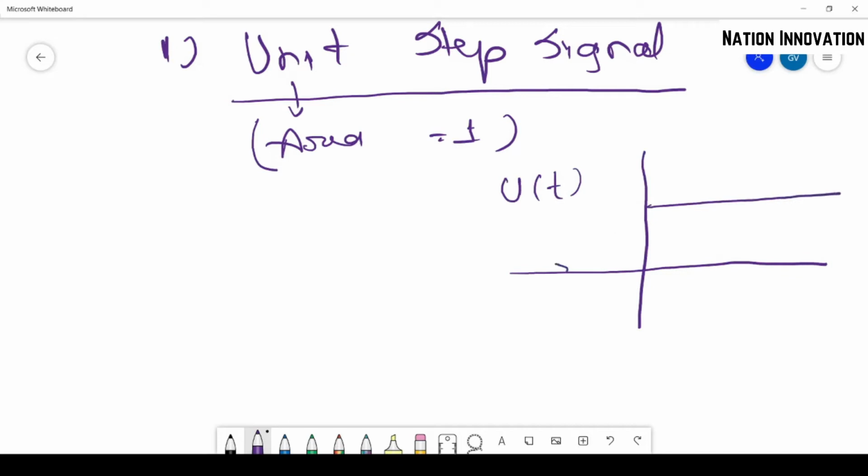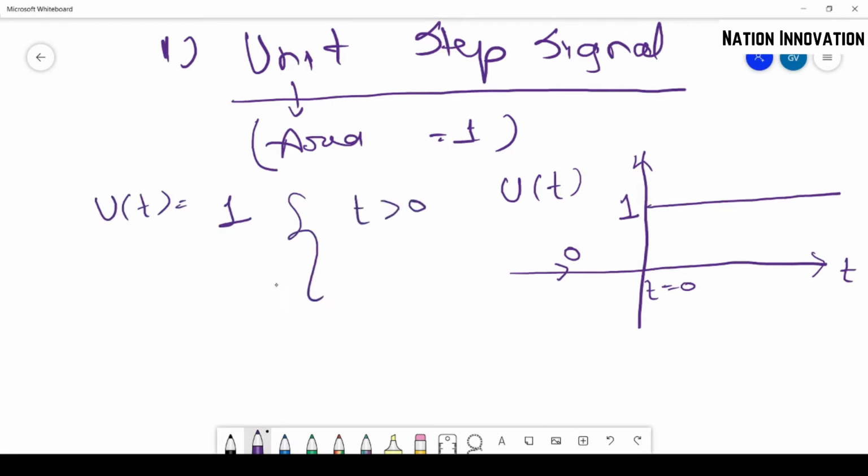it is 0 here, and this is 1 at t equal to 0. For t greater than 0, this value is 1. So basically u of t can be represented as 1 for t greater than 0 and 0 for t less than 0. This is our unit step signal for t greater than 0 and for t less than 0.